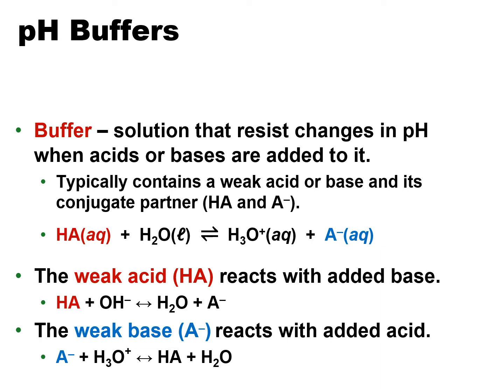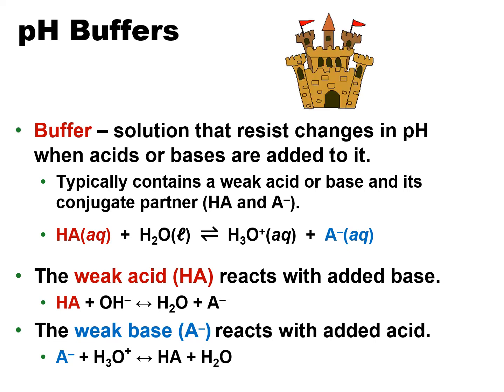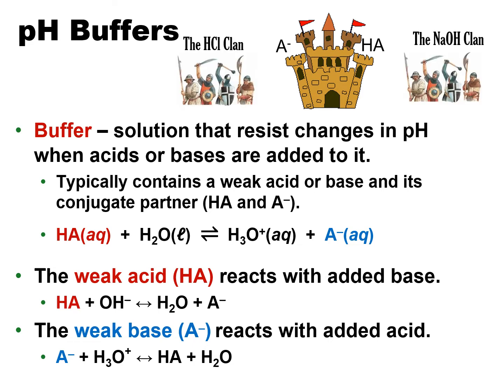And what makes a buffer? What does it take to make a buffer? You need two things. You need a weak acid and its conjugate base, or a weak base and its conjugate acid. It's a bit like defending a castle. You need two defense lines, because you may be attacked by a strong acid, or you may be attacked by a strong base, right? So you need the two defense lines to be equally strong.